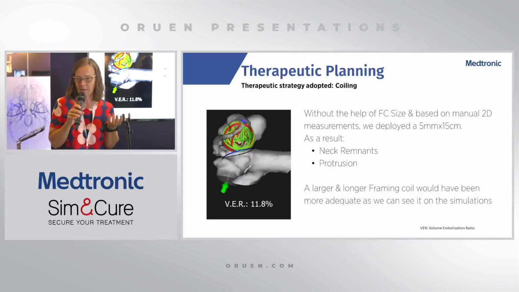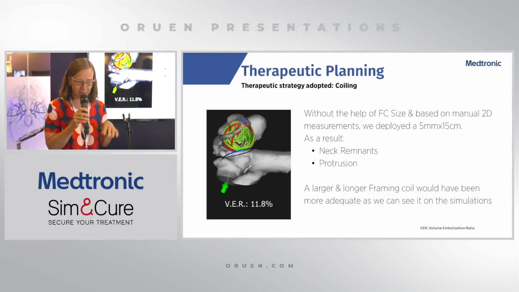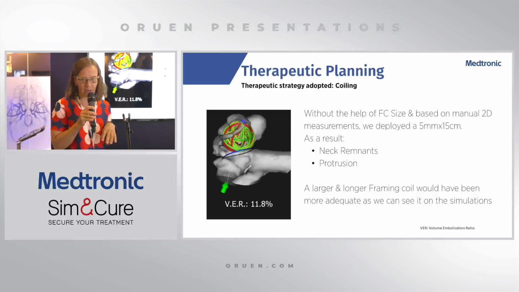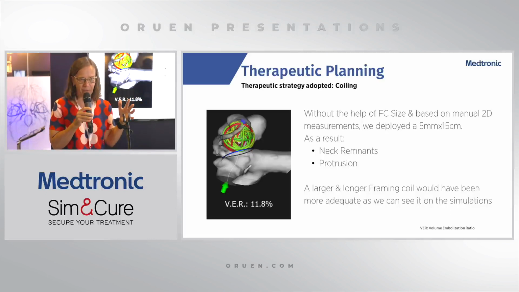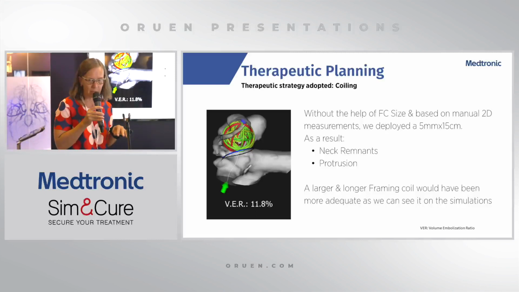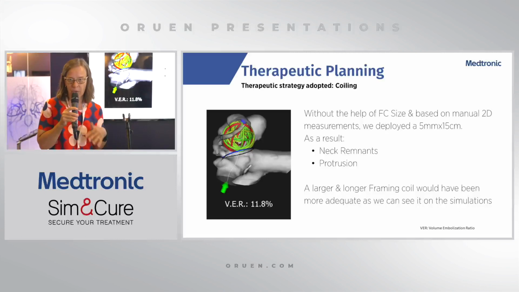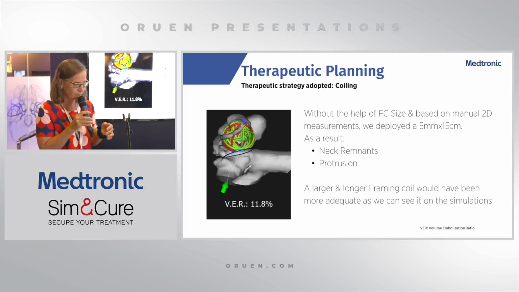So I didn't simulate. I used my own head. And I ended with the 5 by 15. And now when I see the simulation, it shows that it's red. So I don't have good wall position. It's not big enough. And the VR is okay. But I don't show you the end result. But I had some neck remnant. And then I had some protrusion of the coils as well. So a larger and a longer framing coil would have made a better result if I had done the simulation.